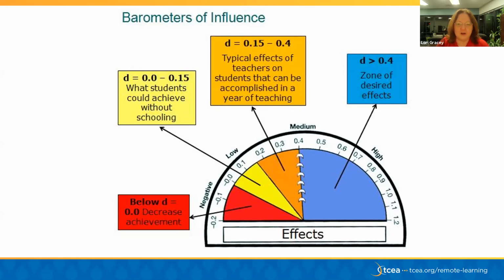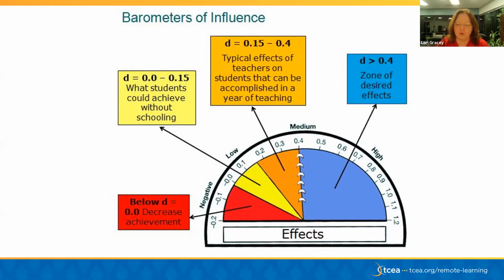In the orange section here, you'll see between a 0.15 and a 0.4. And what I would expect to see here is my students are going to have achievement in a year the same as if I hadn't done that strategy and they had achieved in a year. So the strategy, in other words, still did not make a difference in the amount of student achievement and learning.